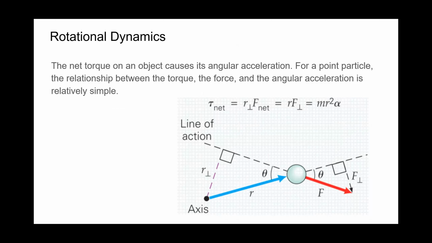Now, when we come to rotational dynamics, the net torque on an object causes its angular acceleration. We discussed what torque is. When we get the sum of the torques, the direction in which the net torque works is the direction of the angular acceleration. So it causes this acceleration. For a point particle, we discussed in the previous video about particles, the relationship between torque, force, and angular acceleration is simpler than for another object.